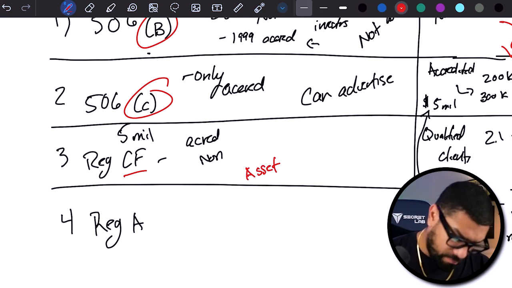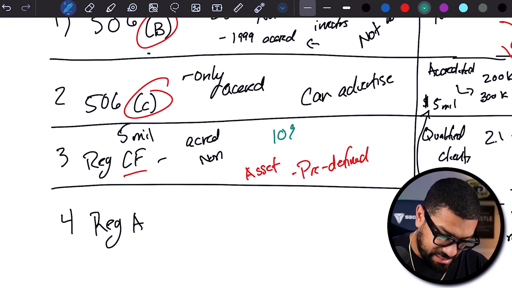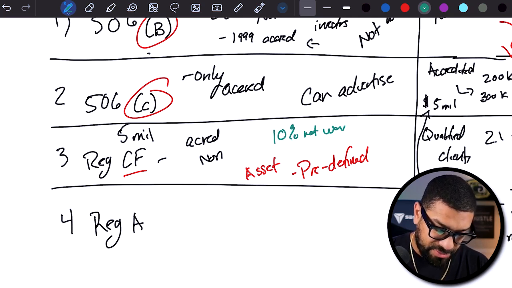So this is going to be more asset based. You're going to have a predefined, so you're going to know exactly what you're going to be investing when you go to pitch this. So you can raise money from accredited and non-accredited investors. The biggest thing here is that they can only invest up to 10% of their net worth. So they can't come in if they don't have a net worth of $1 million and invest $100,000.